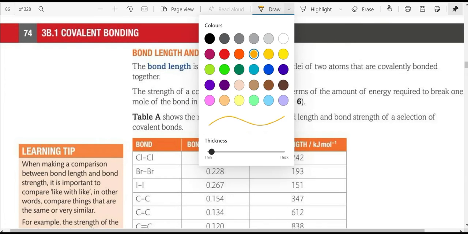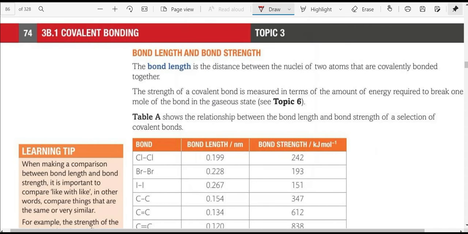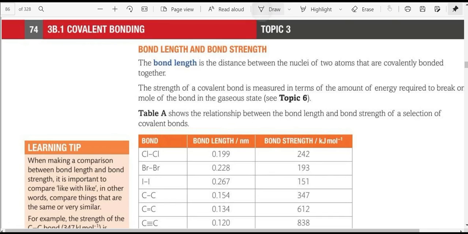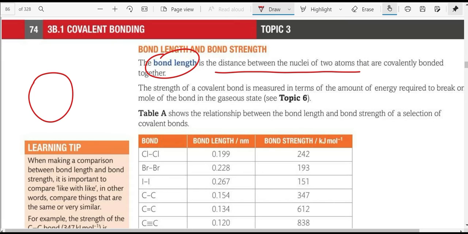Yes, sir. Okay, bond length and the bond strength. Bond length is the distance between the two nuclei of the two atoms that are covalently bonded together. This is the bond length actually. Okay?